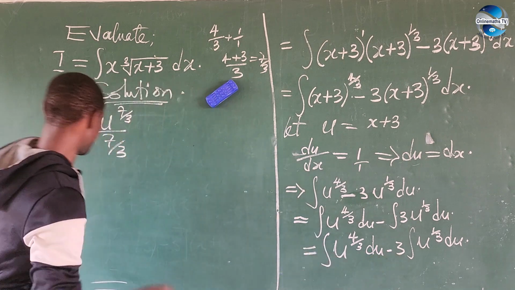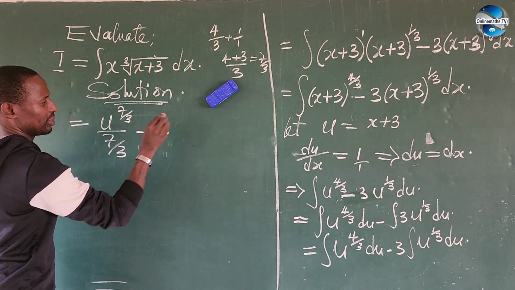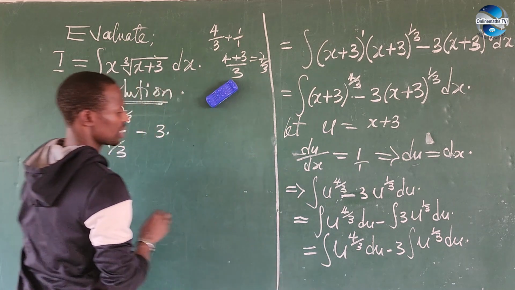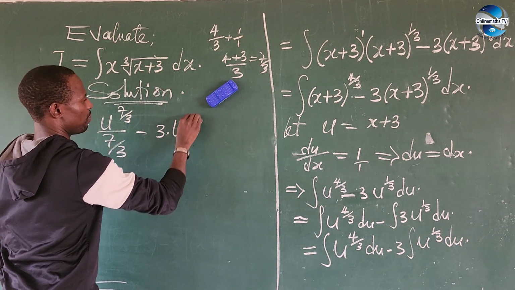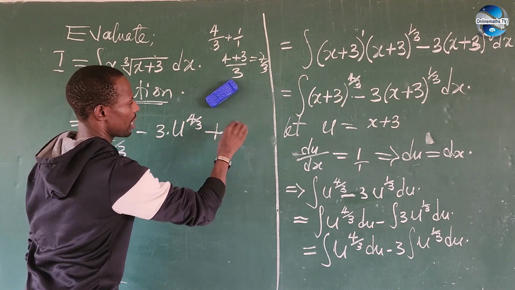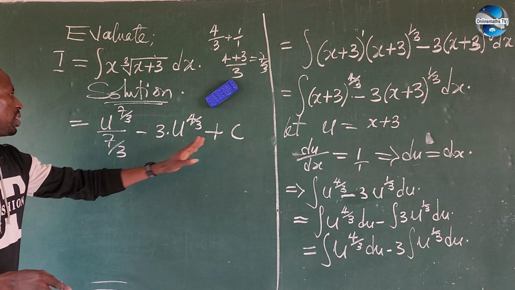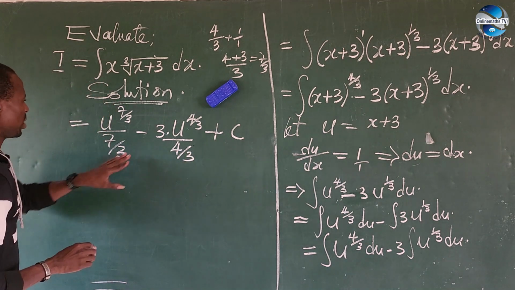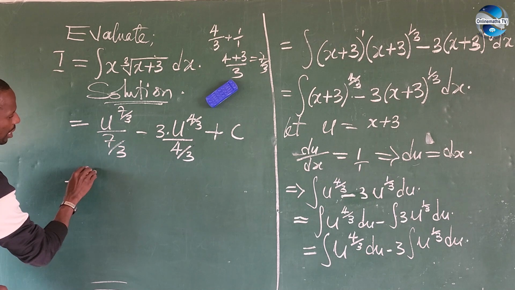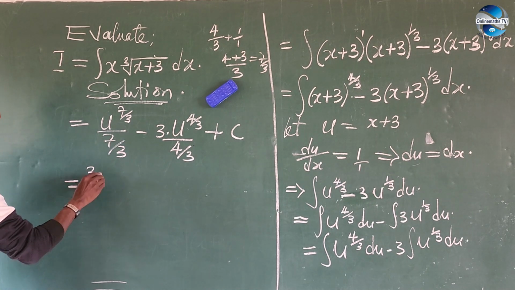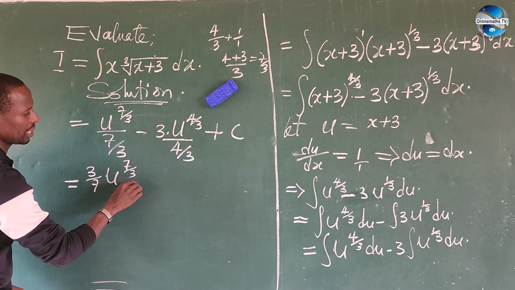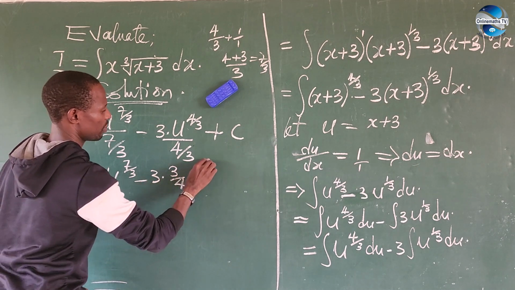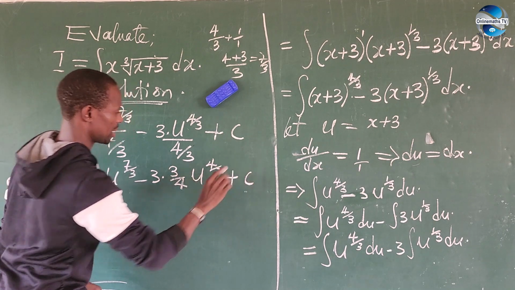All right, so we come to this other side. This will now give us here 3 dot. So if we integrate this, then this will give us u to the power of 4 all over 3, plus our constant c, because the limits are not given. So if we have this, all over 4 all over 3. Okay, so let's rewrite this. If we rewrite this, it will now give us here 3 all over 7 into u to the power of 7 all over 3 minus 3 dot 3 all over 4 into u to the power of 4 all over 3 plus c.